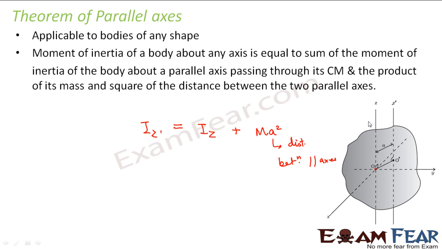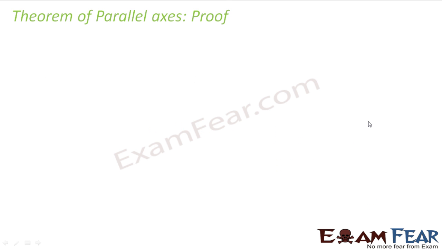That means the moment of inertia about any axis is equal to the moment of inertia about a parallel axis passing through the center of mass plus m into a square, where a is the distance between the two parallel axes. Right? So now let us look at the proof of the theorem of parallel axis. This also we will try to prove in a similar way as we did for the theorem of perpendicular axis.